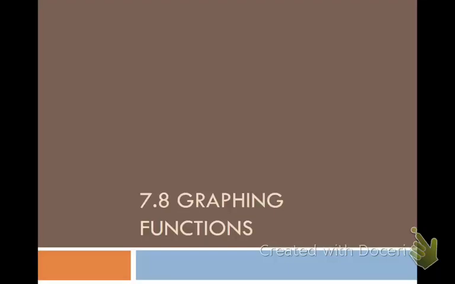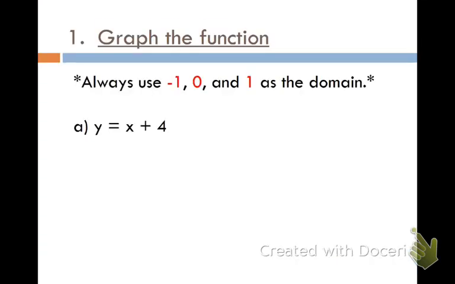All right, today we're going to be working on 7.8, graphing functions. The instructions here tell us to graph the function. When you have a homework assignment or a quiz or a test, it's just going to say graph the function. It's not going to give you the domain, okay? Our previous assignment that we did yesterday said the domain was -2, -1, 0, 1, and 2. For this, it's just going to say the instructions I have up there, graph the function.